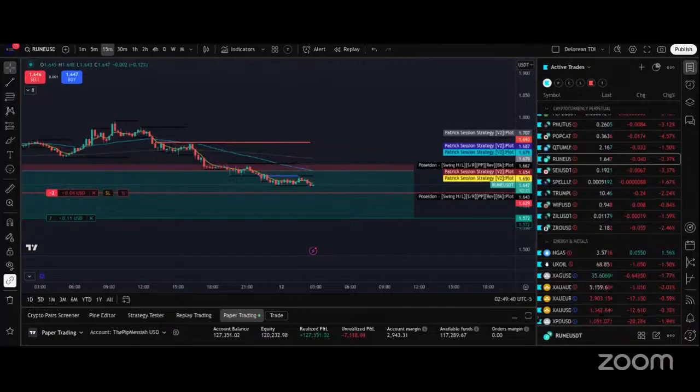Now, the funny thing is, those trades on Ethereum, Maker and 1inch, I believe they are going to turn around and hit take profit. It's just a matter of time. You just have to wait for it.